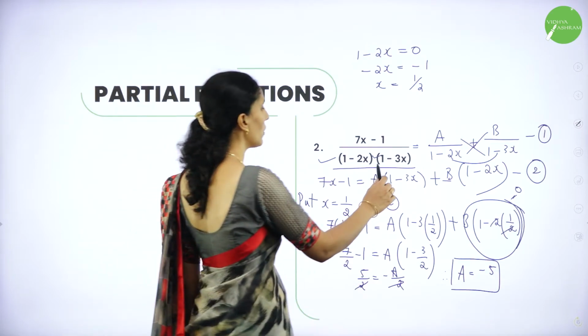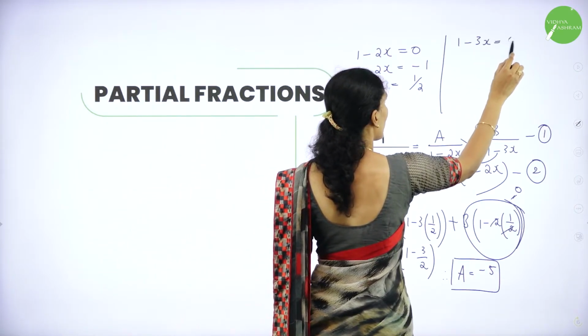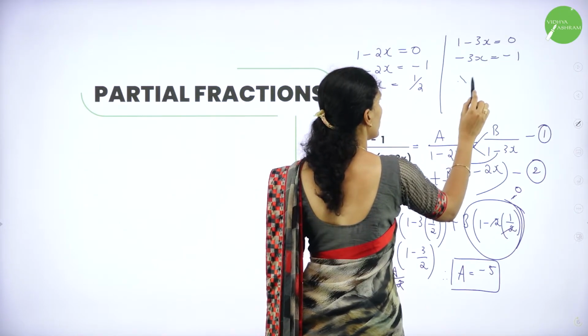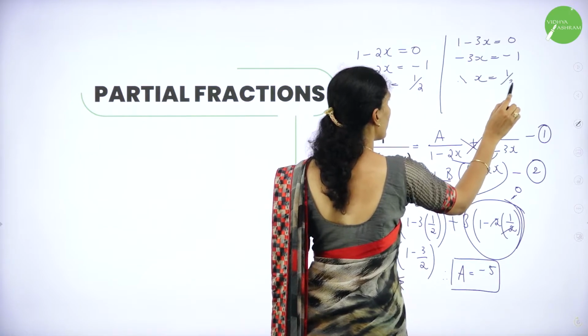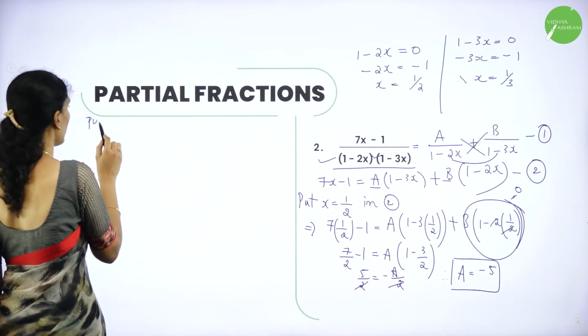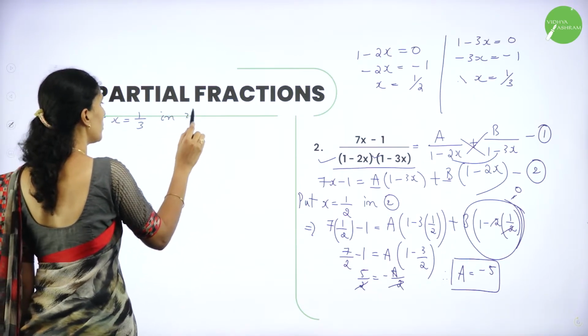Similarly, we have one more linear factor. Let me equate it to 0. So what I'll get? Minus 3x is equal to minus 1. So therefore, x is equal to 1 by 3 I'll get. So now put x is equal to 1 by 3 in equation 2.